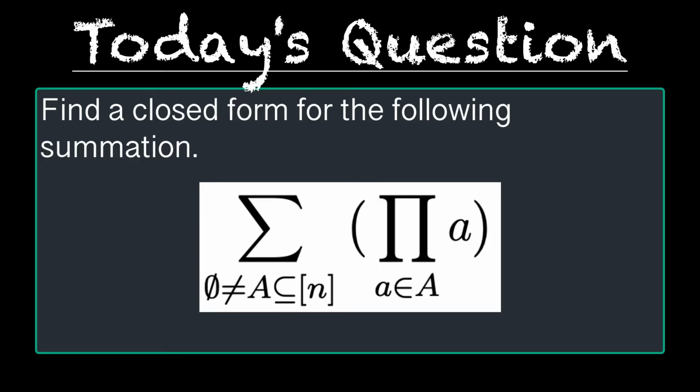The question we're working on today is, find a closed form for the following summation. And it's the sum over all non-empty subsets of bracket n of the product of all elements of those subsets.